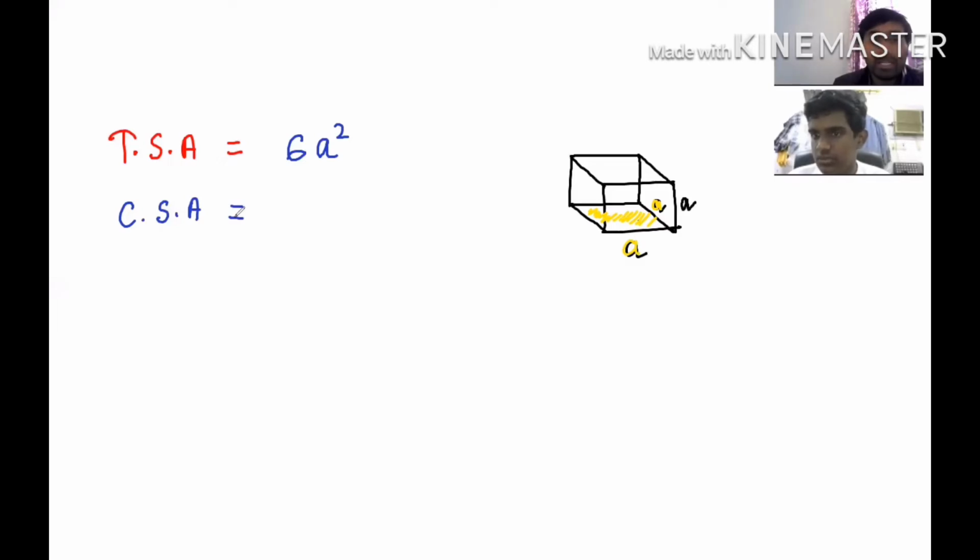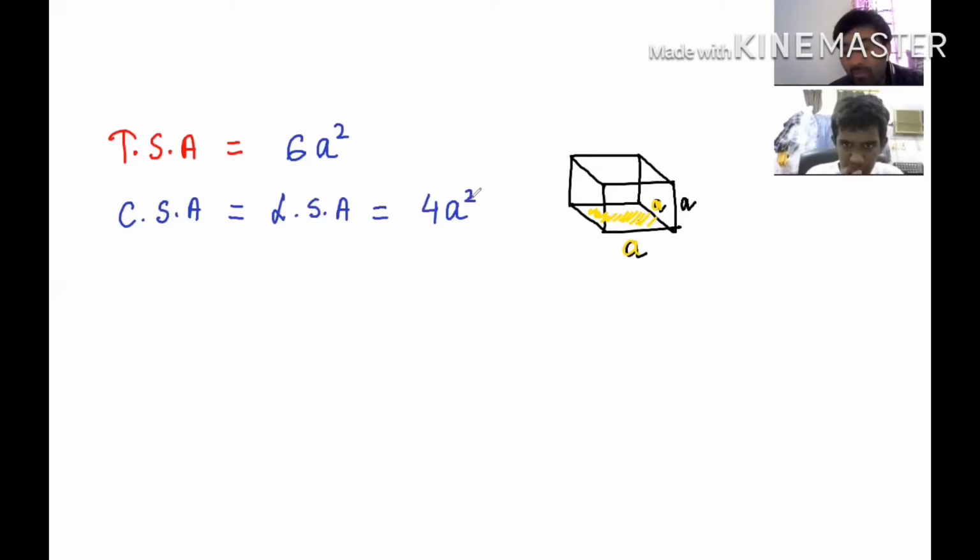Now, if I tell you to find the curved surface area, that is the lateral surface area, the lateral surface area is 4A square. Is it okay? Again, the same thing: we remove the top and the bottom part. If we are talking about the lateral surface area, up and down, these two things are removed. Now we will find the volume.